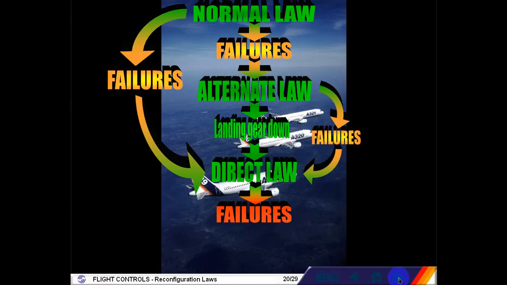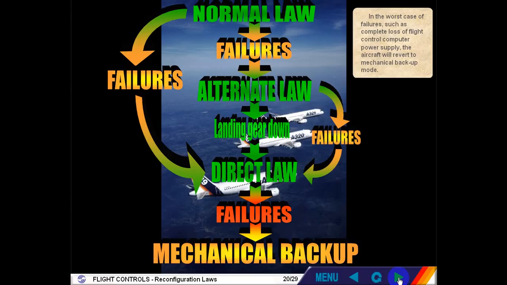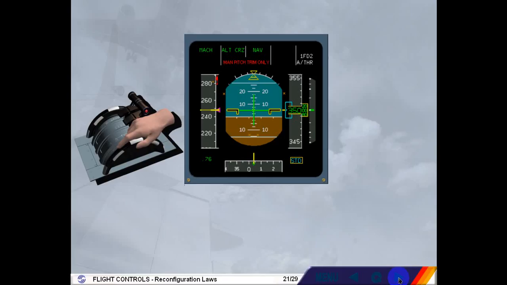In the worst case of failures, such as complete loss of flight control computer power supply, the aircraft will revert to mechanical backup mode. In this mode, the only method of control in pitch is manual adjustment of the trimmable horizontal stabilizer using the pitch trim wheel, provided either green or yellow hydraulic system is available. To indicate this, "manual pitch trim only" appears in red on the PFD.